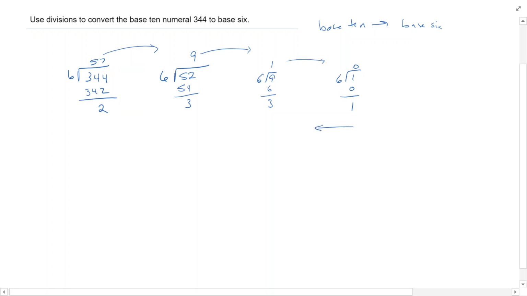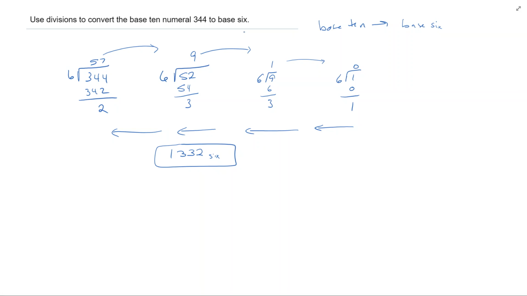So my answer is going to be my remainders, but in the opposite direction. My answer is going to be 1, 3, 3, 2, base 6. So that is how you write 344 in base 6. Like I said, you keep dividing by 6. Since 6 went in there 57 times, next time I take 6 into 57. It went in 9 times evenly, so next I look at 6 into 9. It goes in once, so next 6 into 1. When this final number is a 0, that's the last time you have to go through it, but you do have to go through that last iteration. Then your answer will be the remainders written backwards.